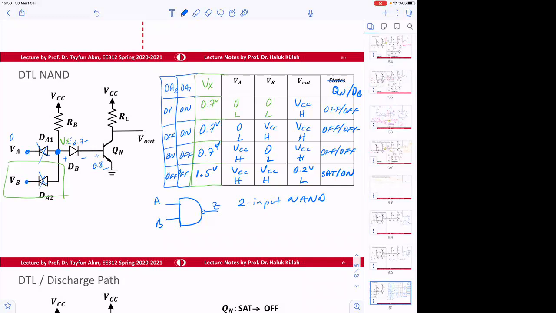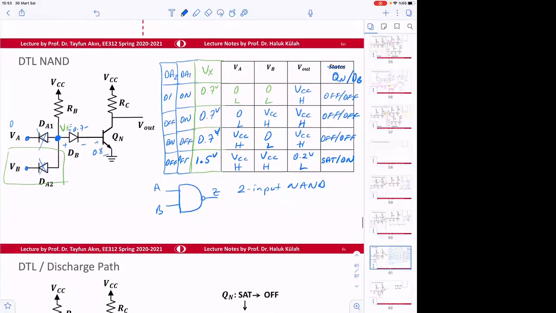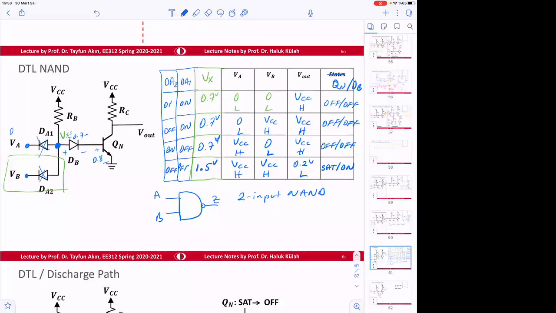Okay, so very simple, just by adding one extra diode, that's achieved. So if we want to make a NOR gate, a NOR gate is maybe a little bit more complicated, but if you look at last year's exam questions, you can find the way that it is implemented. The devices have to be coming in parallel.